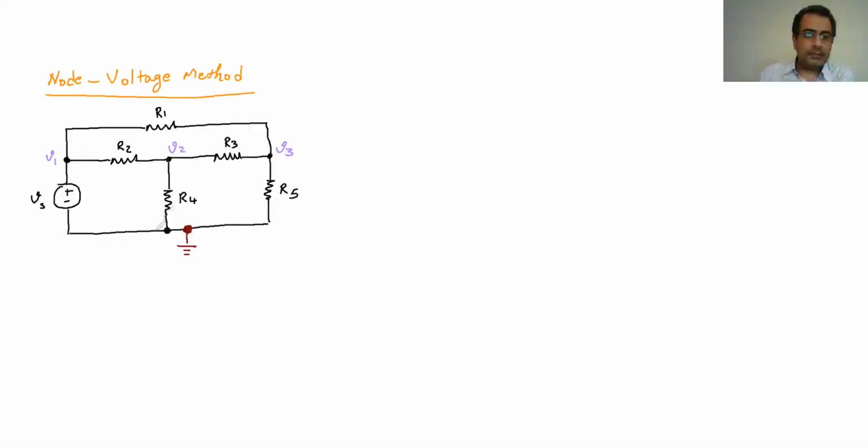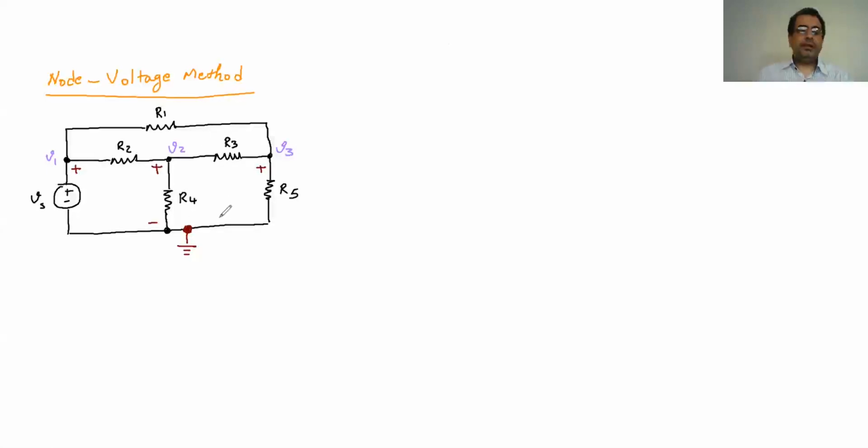When I assume the reference node, it has two characteristics. First, my reference node would be negative. I would consider it negative compared to the other nodes. So if the reference node is negative, this is going to be positive. Compared to the reference node, V2 is going to be positive, and V3 is positive compared to the reference node.